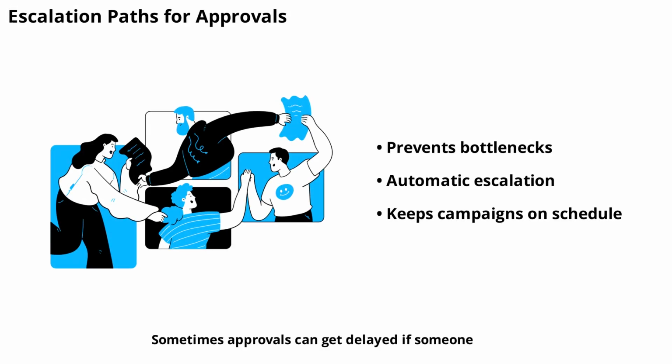Sometimes, approvals can get delayed if someone is unavailable or misses a notification. To prevent bottlenecks, set up escalation paths in your workflow. This means that if an approval isn't given within a certain time frame, the task is automatically escalated to another person or manager. Escalation paths keep your campaigns on schedule and ensure that important decisions aren't held up by individual delays.